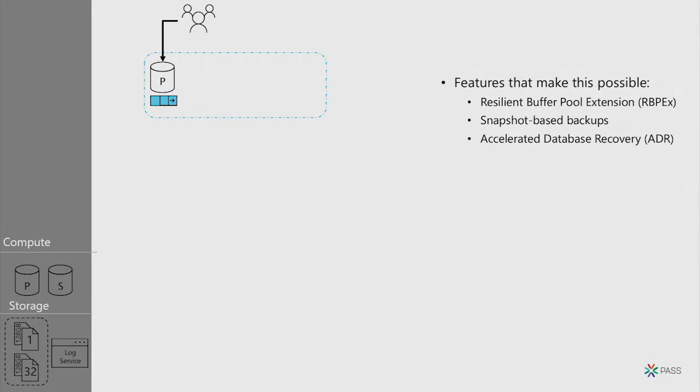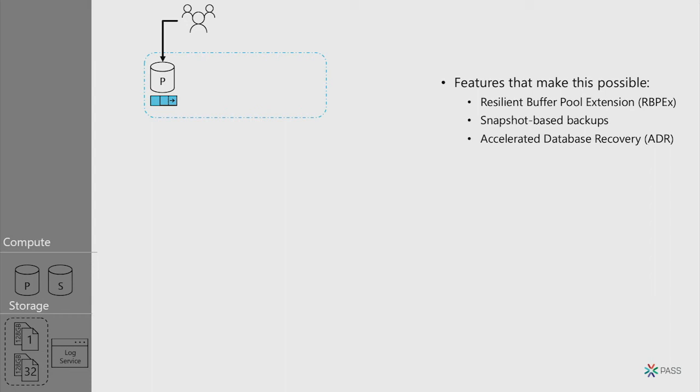So let's look at a few features that make this possible. We have this thing called a resilient buffer pool extension, or RBPX. Back in, I think it was 2012, we introduced buffer pool extensions, which allowed you to extend your buffer pool onto SSDs, at a time when memory was not as prevalent as it is today. But this is more than that, because this is resilient across failovers. We store metadata in Hekaton tables, or in-memory OLTP tables, to know what pages are in that buffer pool. So across failures, this is resilient.